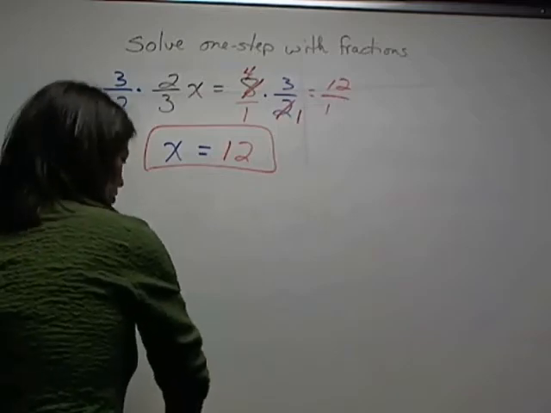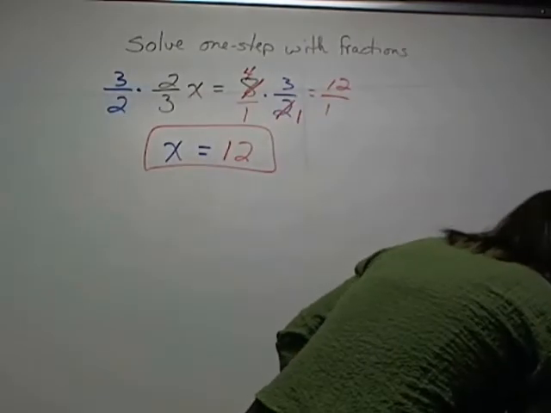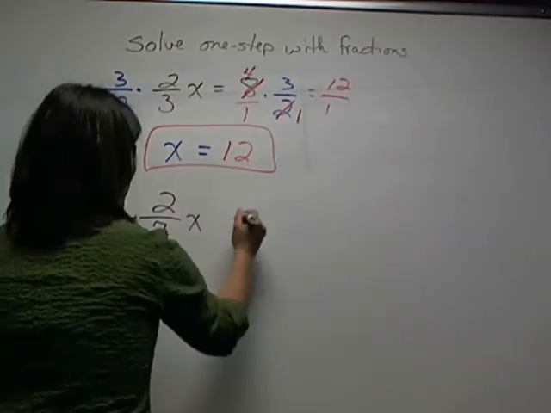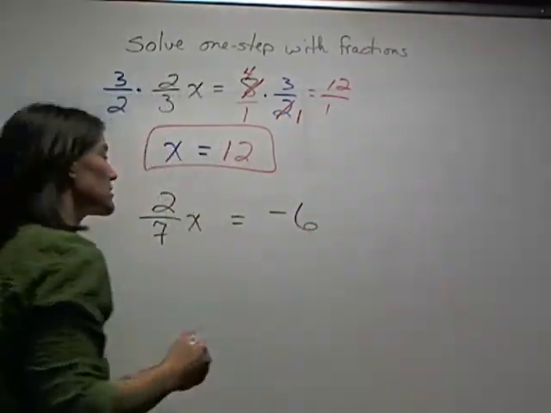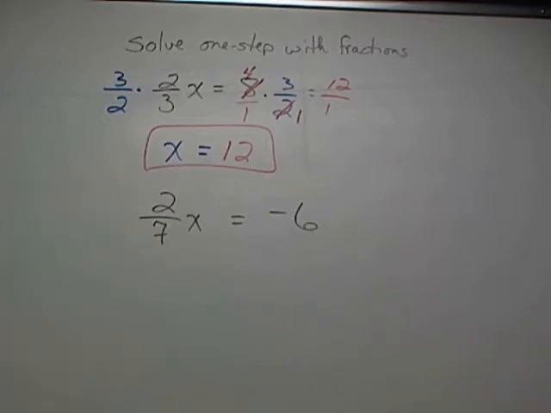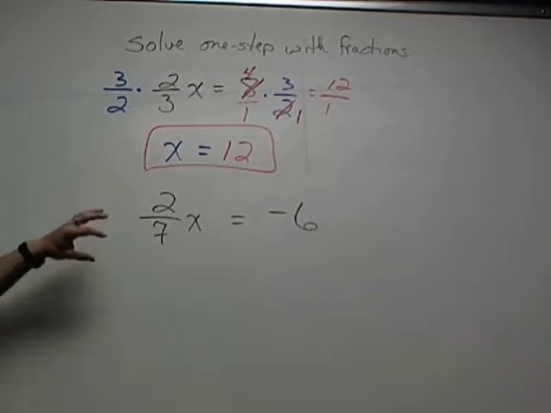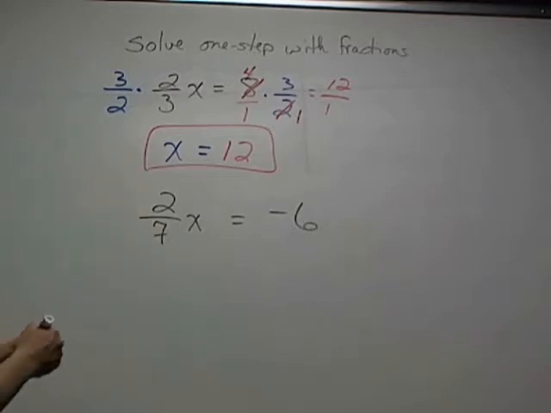Let's try another, especially in case that one did show up. How about 2/7 x is equal to -6? Once again, we would be dividing by 2/7, but instead of doing that, I'm going to multiply by the reciprocal because it means the same thing.